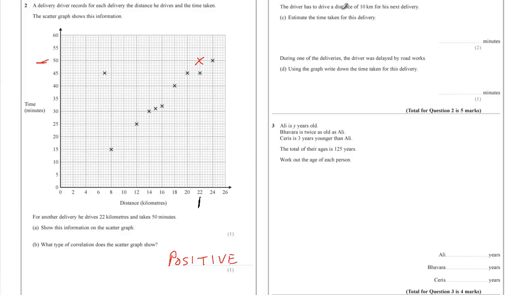The driver has to drive a distance of 10 kilometers for his next delivery. Estimate the time taken for this delivery. Okay, 10 kilometers. Before we try and put this in, I think we need a line of best fit. So let's do that. Okay, so there's our line, and now we just read it off. 10 kilometers, let me see, I think that's 19.5 minutes.